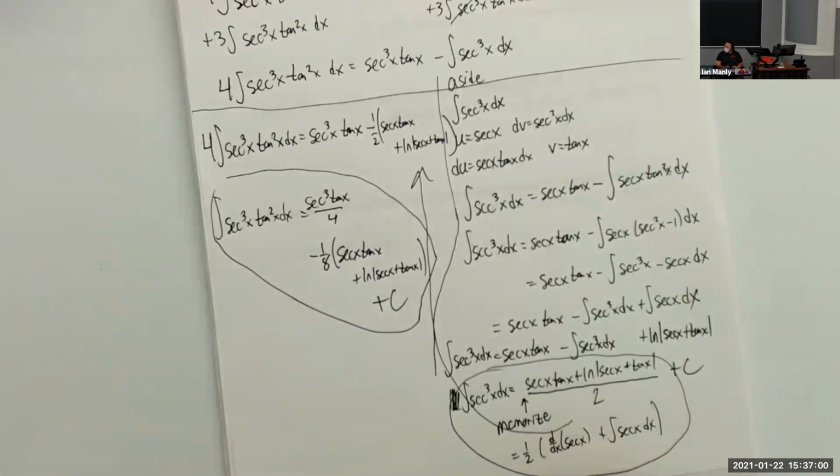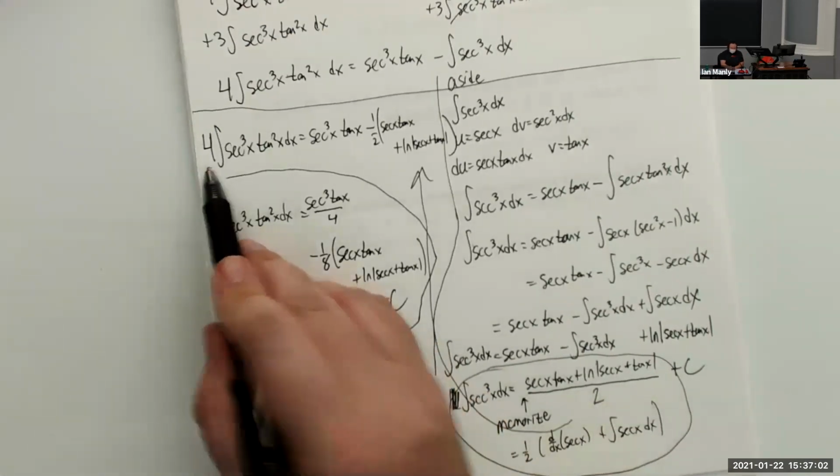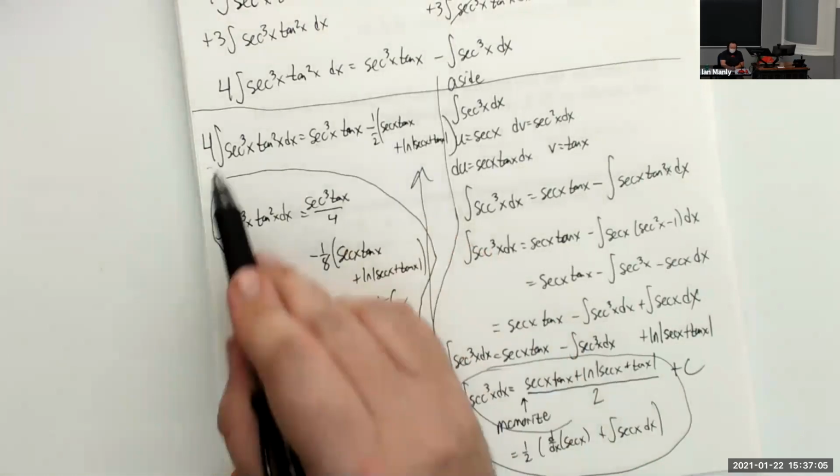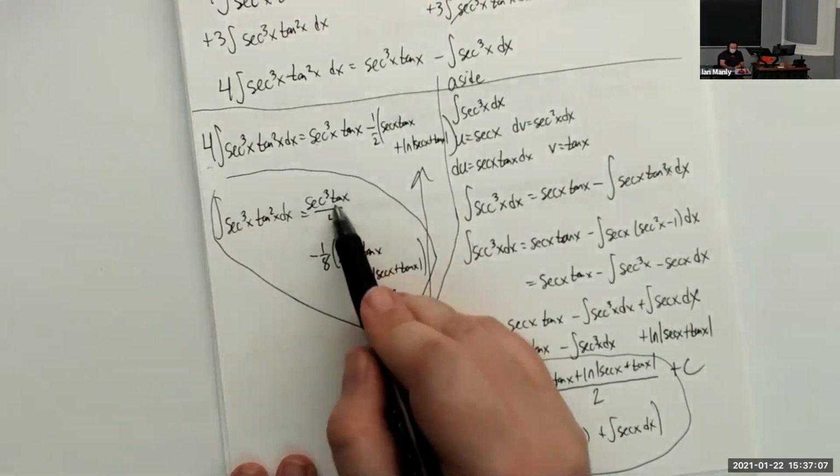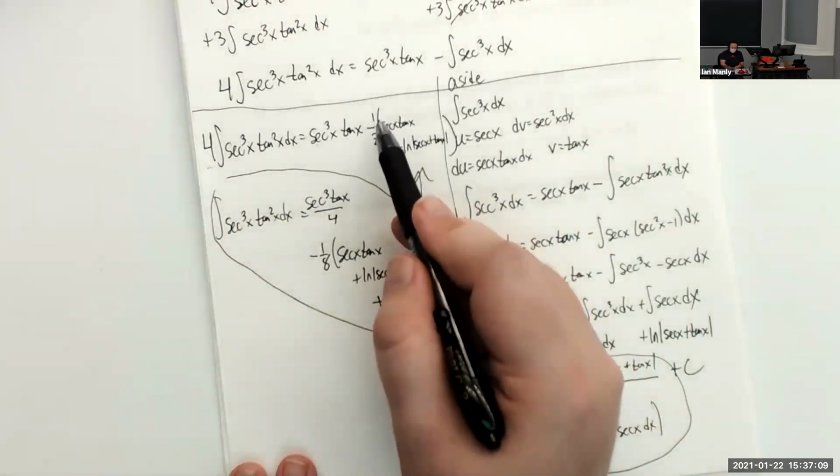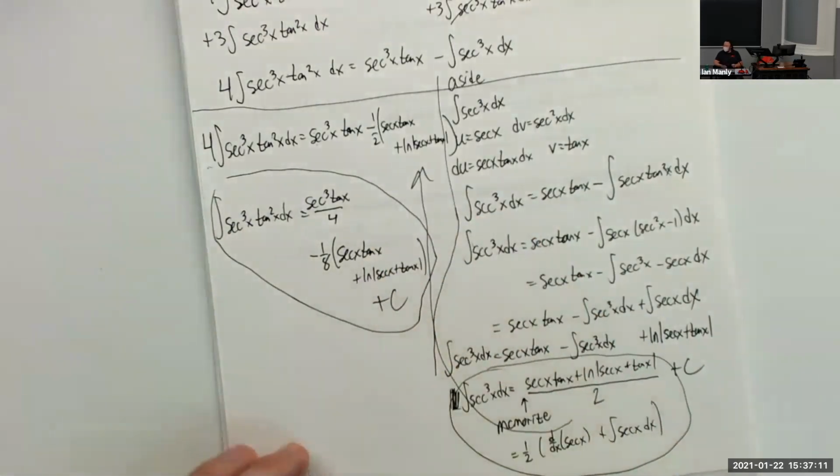What happened when you divided by 4 to get the answer? So I had 4 of this integral, and I had these 2 pieces. So if I divide by 4, I have this over 4. But since I already had a coefficient of 1/2, I divide that by 4 to get -1/8.